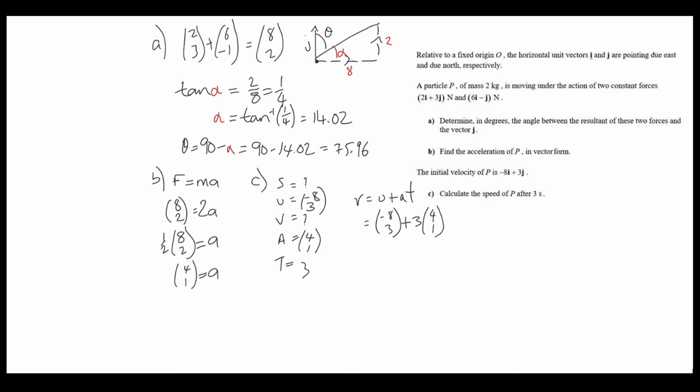So substitute the vectors, and here we just have a vector expression that we can solve. Negative 8 plus 12, and we're going to get 3 plus 3. So altogether, that gives us (4, 6) as our velocity vector. Okay, we're actually asked for the speed, which lets us know we should be calculating the magnitude of this velocity vector, and we can do that through Pythagoras. So 4 squared plus 6 squared, all square rooted, gets us a speed of 7.21 meters per second.